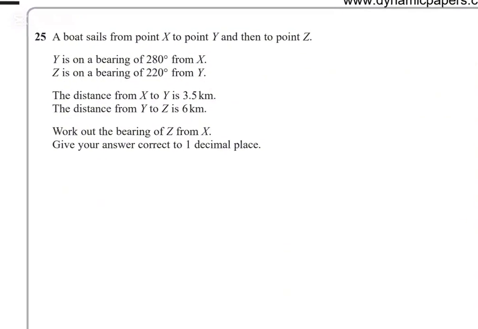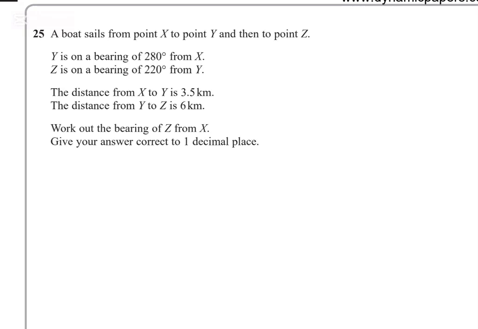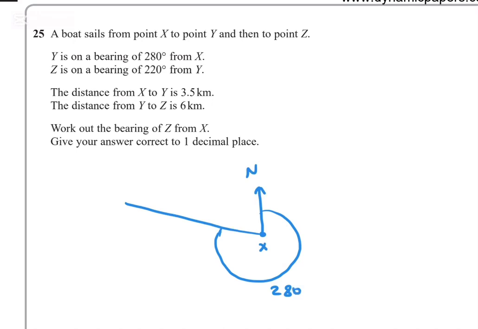So we need to draw a sketch. Now if this is the point X and this is the north, Y is on a bearing 280 from X. The bearing starts from the north and moves clockwise, so angle 280. So like that. This is 280. So this is point Y.